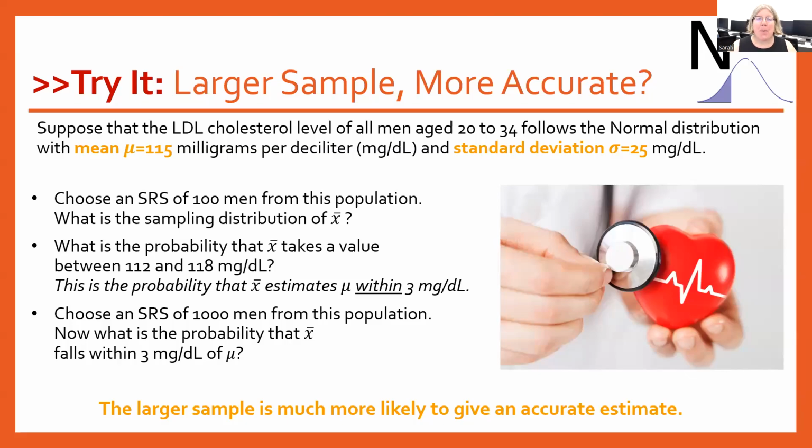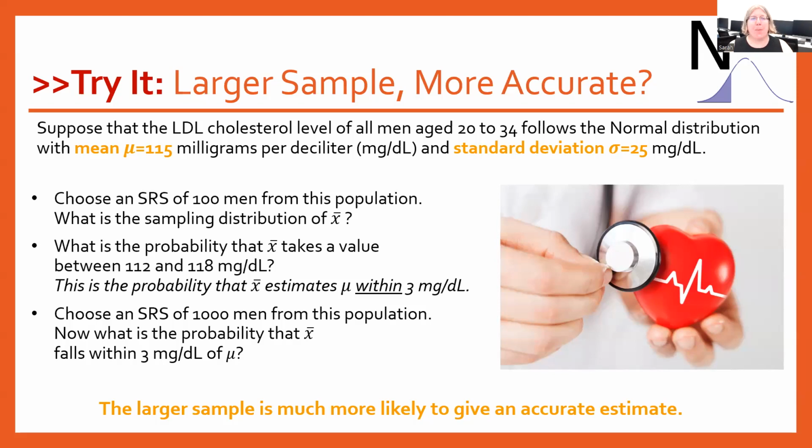We're going to look at one more problem that is going to help us look at how the sample size relates to the accuracy. So suppose the LDL cholesterol level of all men aged 20 to 34 follows a normal distribution with a mean mu equal to 115 milligrams per deciliter and a standard deviation of sigma equal to 25 milligrams per deciliter. So we're going to look at two different sample sizes and two different sampling distributions. One is based on a sample size of 100, and the other is based on a sample size of 1,000.